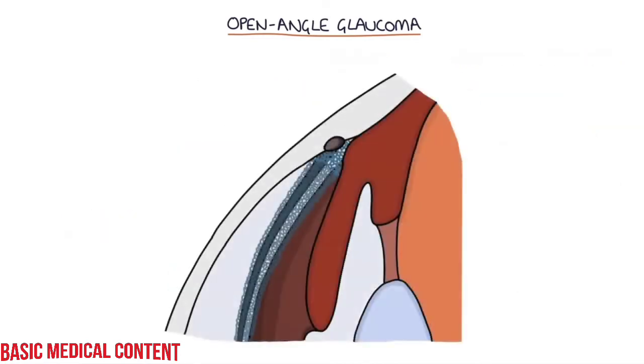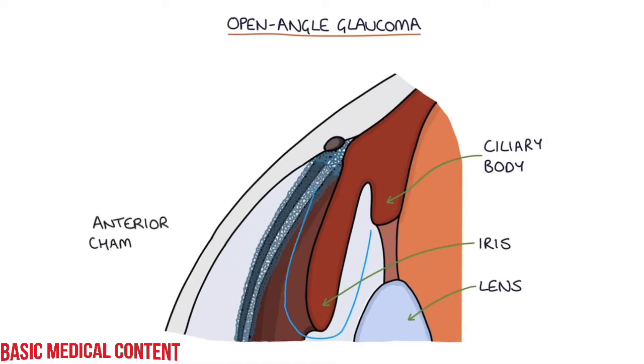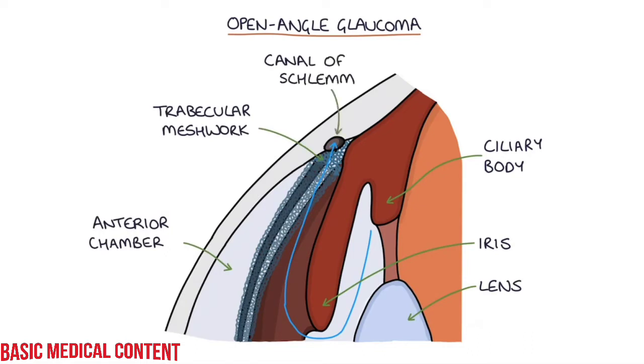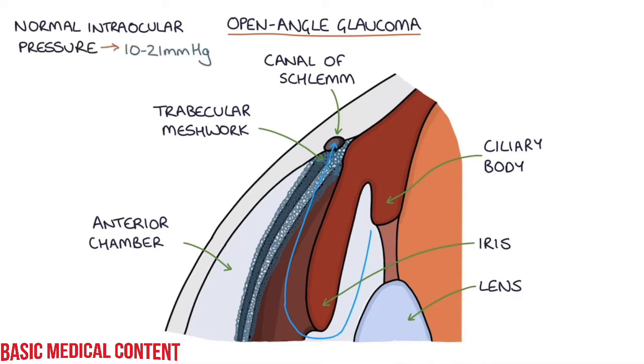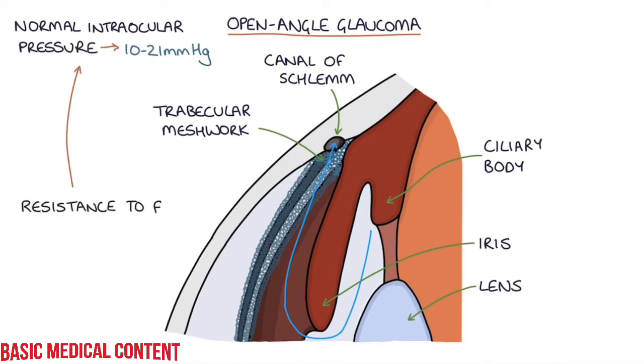The aqueous humor flows from the ciliary body around the lens and under the iris, through the anterior chamber, through the trabecular meshwork, and into something called the canal of Schlemm. From the canal of Schlemm, it eventually enters the general circulation and is reabsorbed into the body. The normal intraocular pressure is 10 to 21 millimeters of mercury, and this pressure is created by the resistance to flow through the trabecular meshwork.